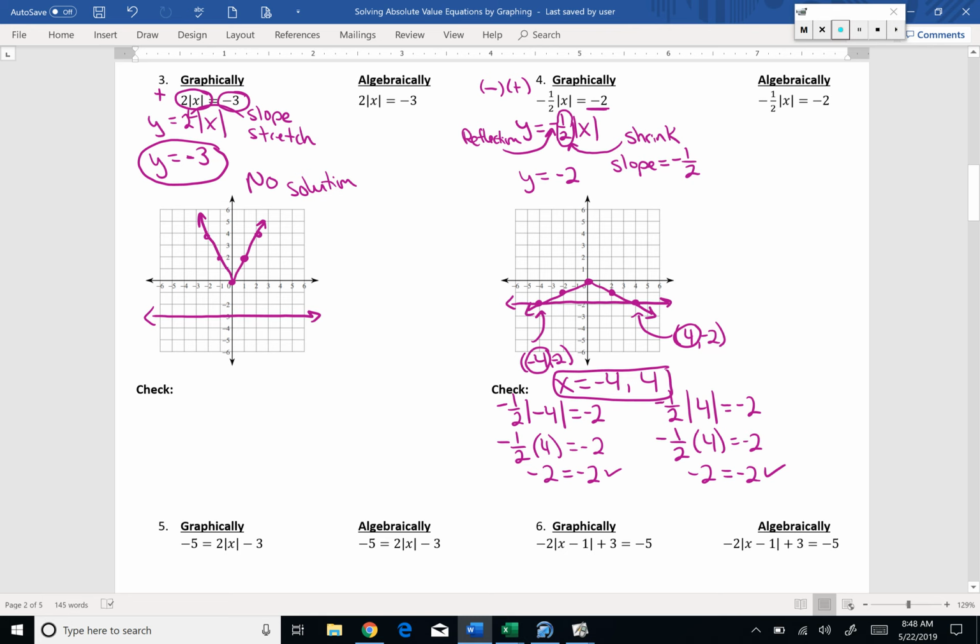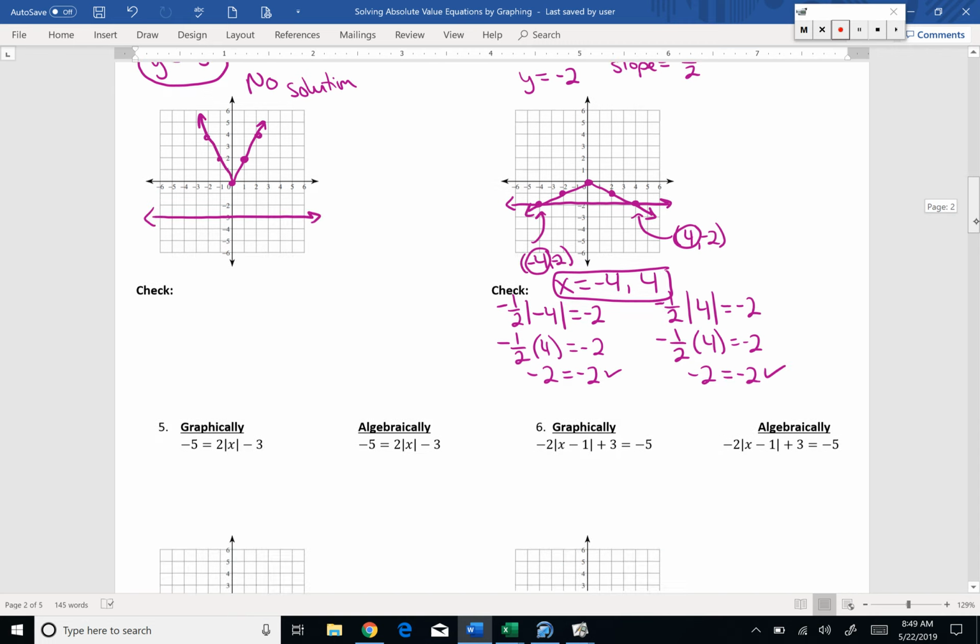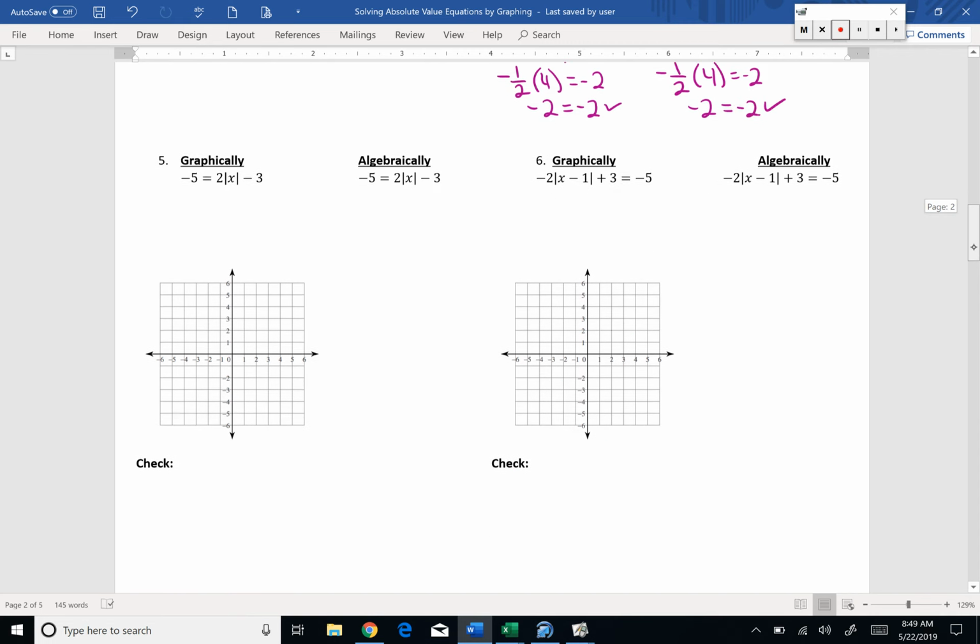So these first 4, I kept the absolute value pretty basic. Number 1, all we did was move left. In the second one, all we did was move up. The third one, all we had was a stretch. The fourth one, we had a shrink and a reflection. So we saw all the basics in the first 4. Now let's crank it up with the last 2, and let's call it a day.